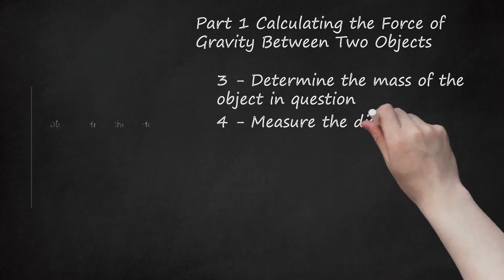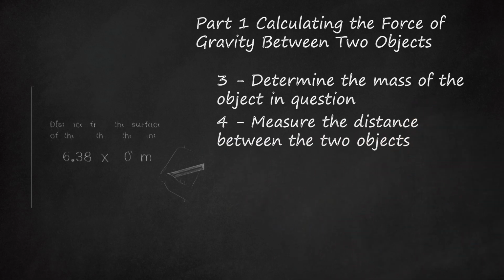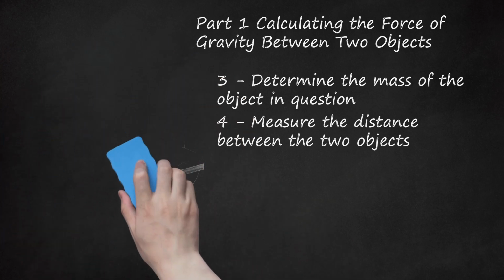4. Measure the distance between the two objects. If you are trying to calculate the force of gravity between an object and the Earth, you need to determine how far away the object is from the center of the Earth. The distance from the surface of the Earth to the center is approximately 6.38 x 10^6 m. You can find tables and other resources online that will provide you with approximate distances of the center of the Earth to objects at various elevations on the surface.